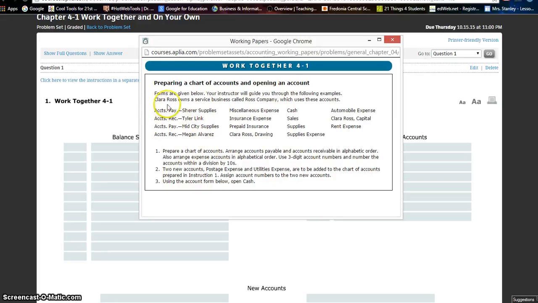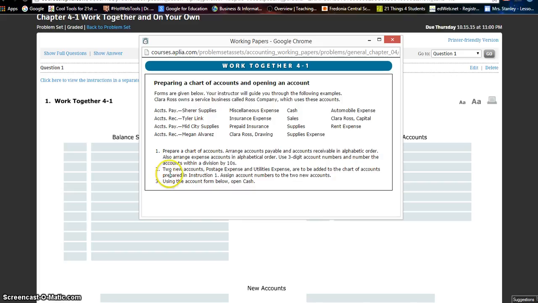We have our owner, Clara Ross, who owns a service business called Ross Company, and here's all the accounts that she uses. The first instructions say to prepare a chart of accounts, arrange the accounts payable and accounts receivable in alphabetical order. Also arrange expense accounts in alphabetical order. Use a 3-digit account number, and the numbers are going to be in divisions by tens. So in other words, 10, 20, 30, 40.